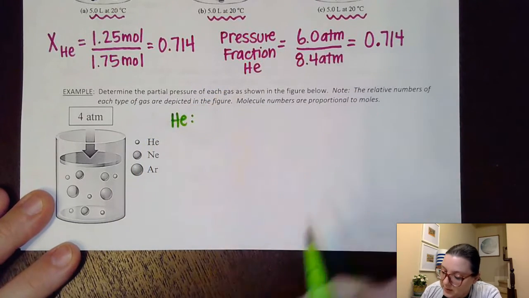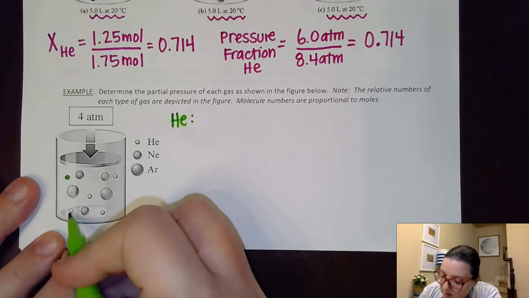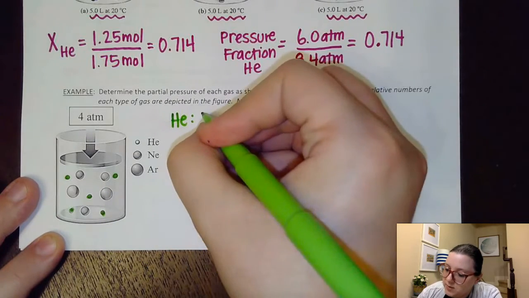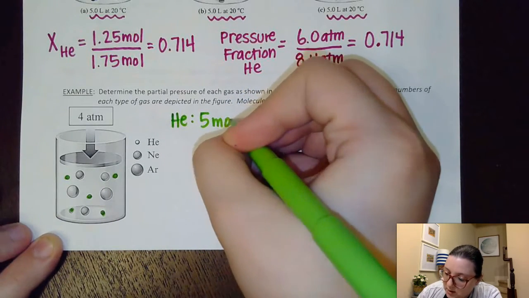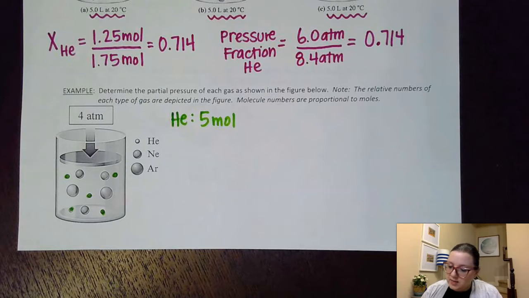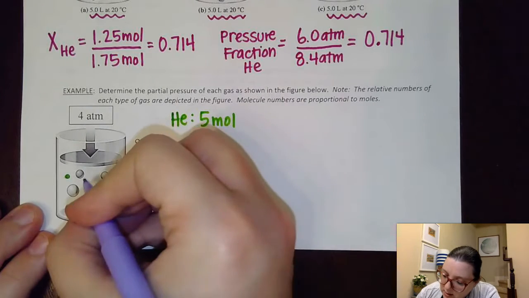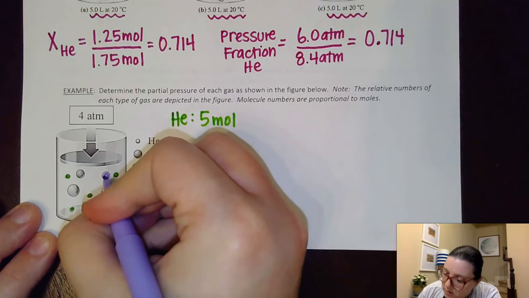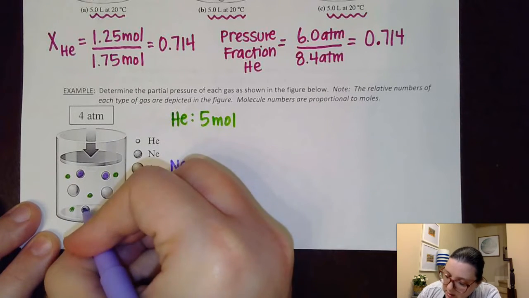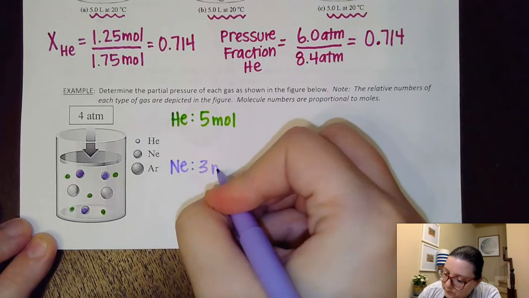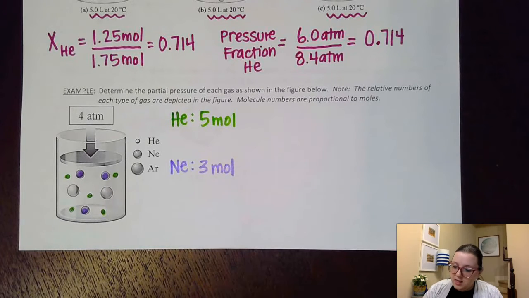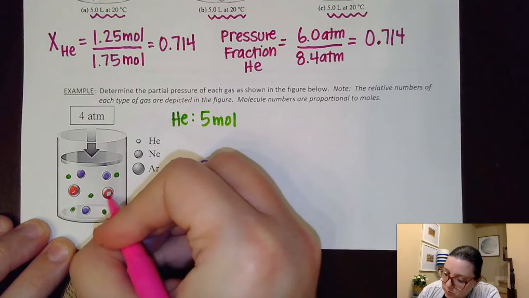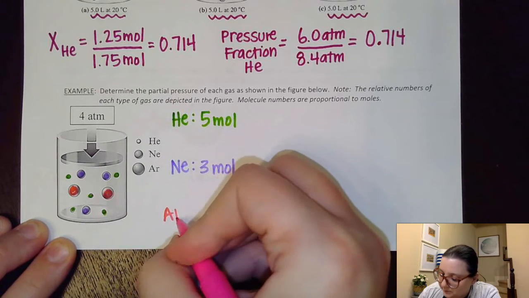If I go count up helium in here, I see that I have 1, 2, 3, 4, 5 molecules of that. So I'm going to assume that I have 5 moles of the helium. I'm going to do the same thing for the neon. Neon, I notice I have 1, 2, 3 moles of that. And then for the argon, I have 1, 2 moles of argon.